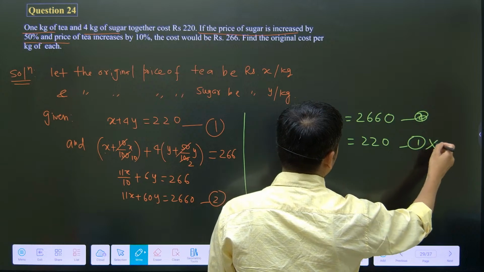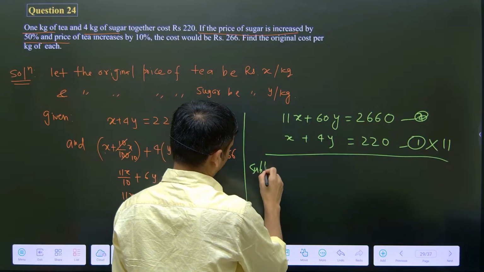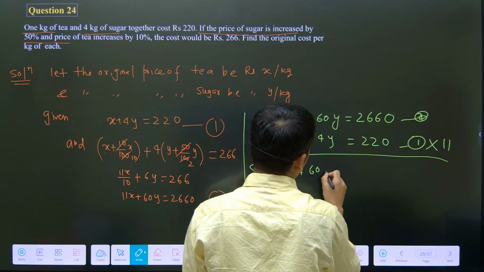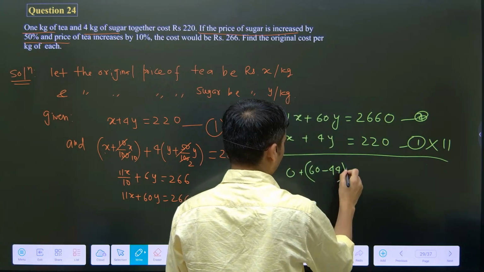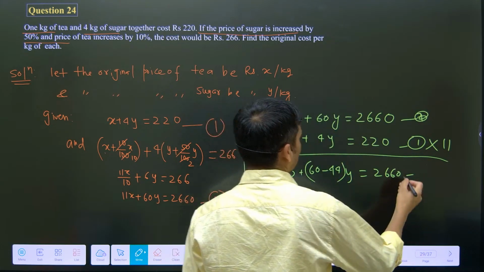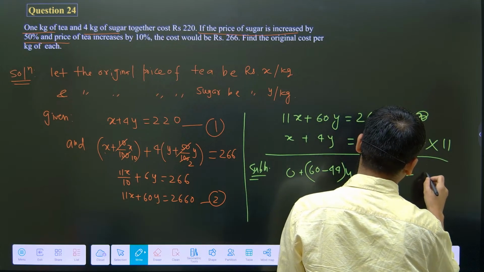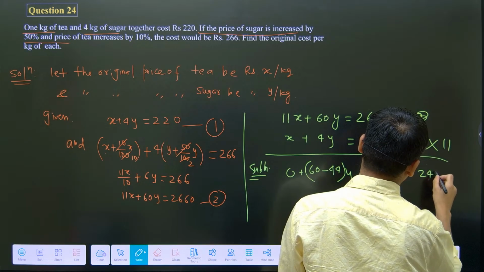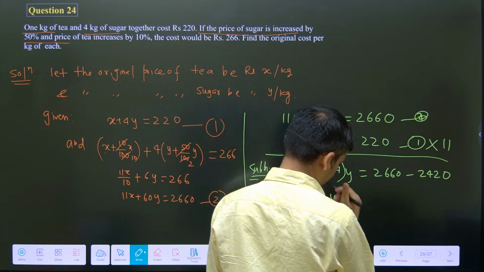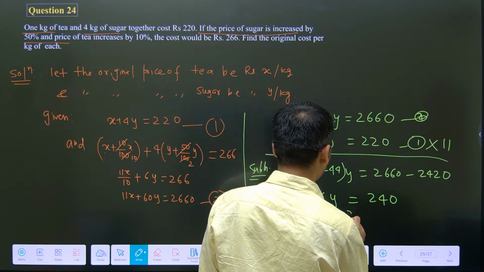So we can multiply this by 11 so that we have the x coefficient the same and then subtract. 60 minus 44y is equal to 2660 minus, multiply by 11, so it will be 2420. This is 16y is equal to 240, right? So y is 240 upon 16.